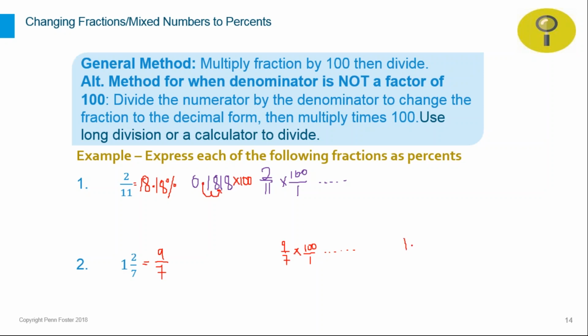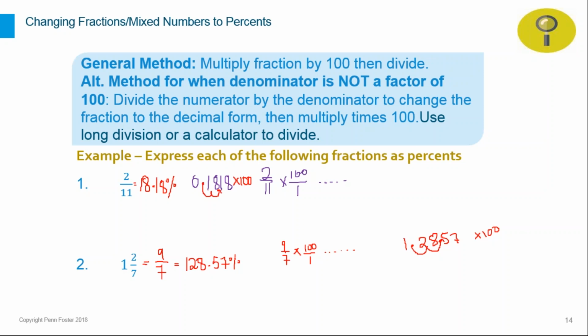1.2857 and so on is the quotient. It's not the percent. Now to make it a percent, multiply times 100. Move the decimal point twice to the right. 1, 2. So the answer now is 128.57%. And that would be your answer.